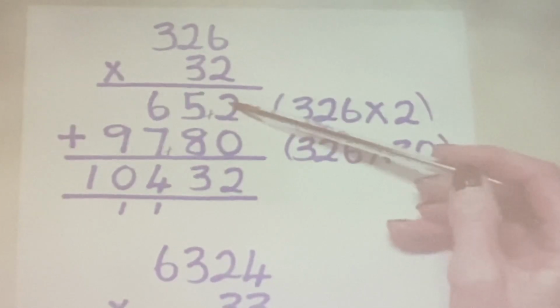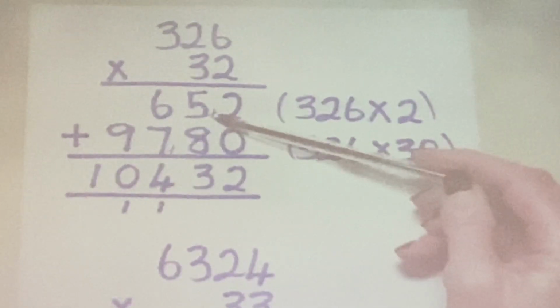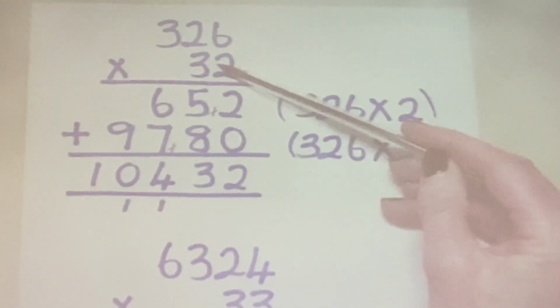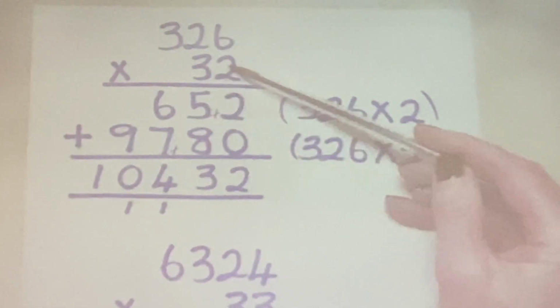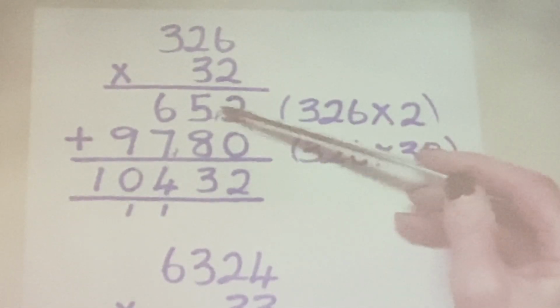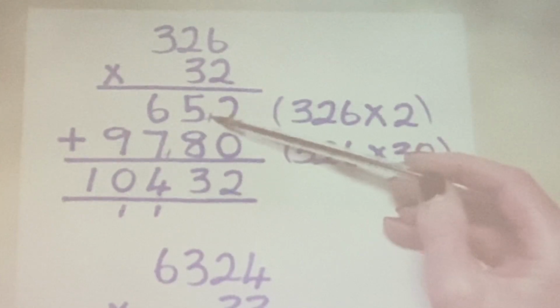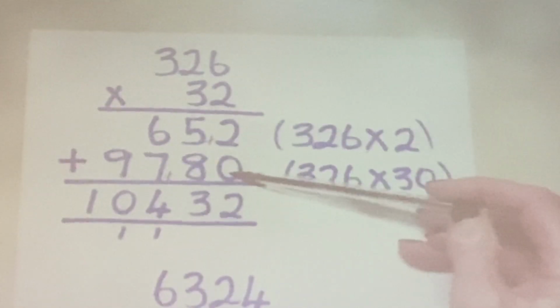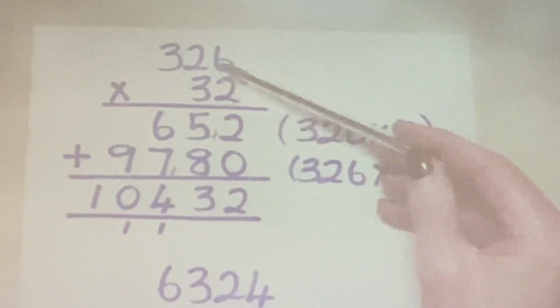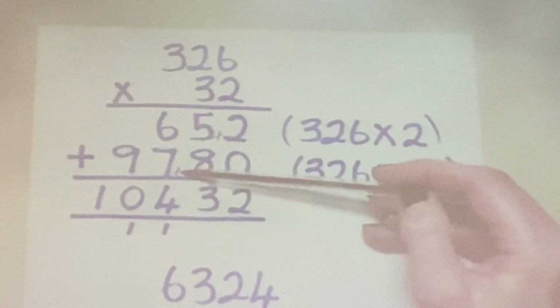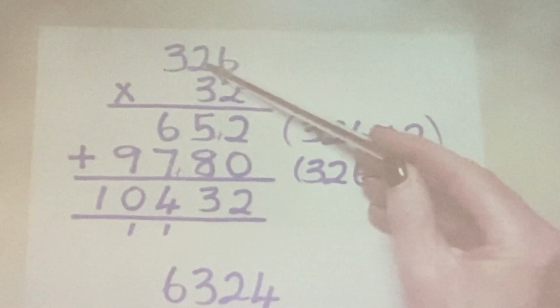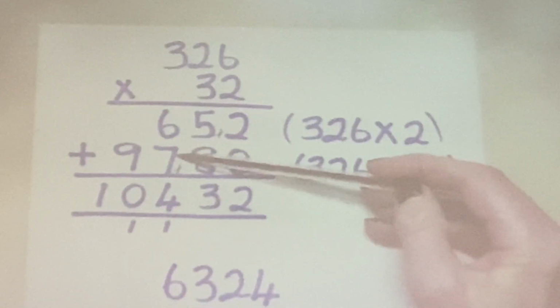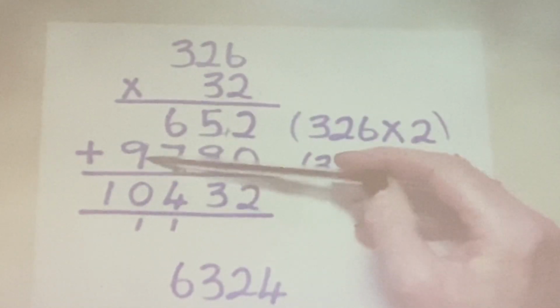6 times 2 is 12, I have my 2, my 1 is here. 2 times 2 is 4, add my 1, I have 5, and 3 times 2 is 6. And again, I've crossed out to show that I've actually used it, I've added it already. My placeholder, my 0, 3 times 6 is 18, I have my 8 and my 1. 3 times 2 is 6, and 1 is 7. 3 times 3 is 9, and I have my 9 there.